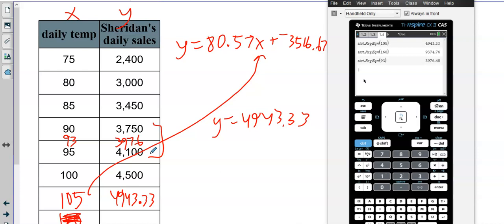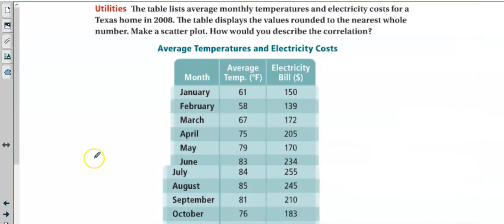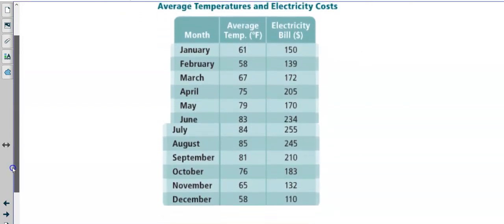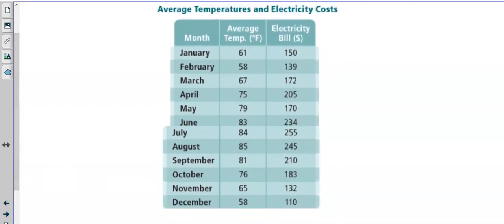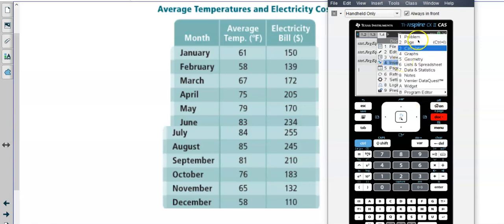So the calculator can take that equation, plug the number in for you, and find that line of regression for you. So I want you to try it with this data. This table lists the average monthly temperature here. This data is from 2008. How would you describe the correlation between average temperatures and electricity costs? So you can get your calculator out. One way, it's kind of a cool way to do this, if you hit the doc key, you can insert a new problem.